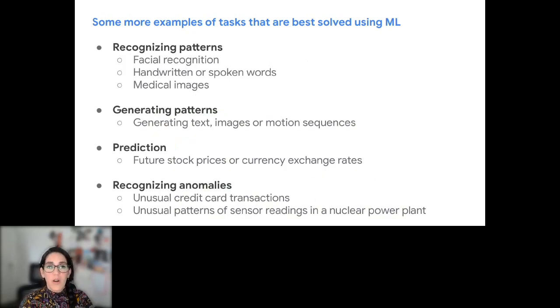So these are other examples of tasks that are best solved using machine learning. So as we said before, recognizing patterns, very good at it. Facial recognition, handwritten or spoken words. For example, when we're talking to Alexa and Alexa replies, and so on. Medical images. Machine learning is progressing so fast and so good in this domain.